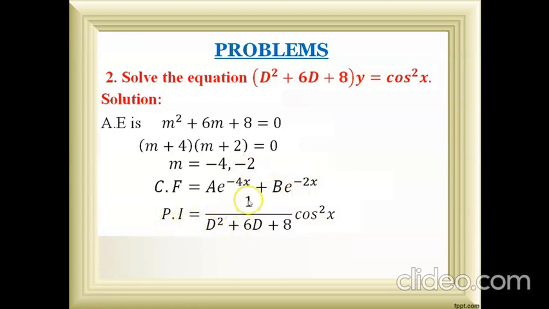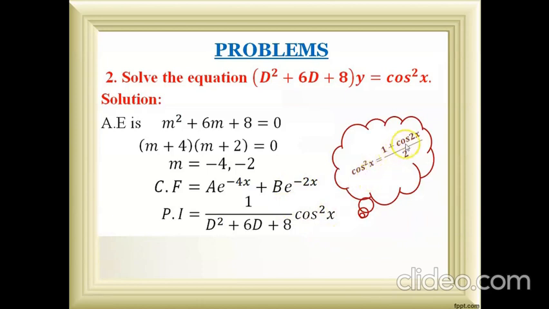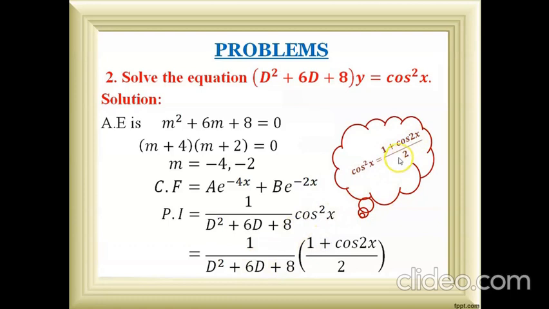Next, I'm going to find the particular integral. For that, I'm writing 1 by f of D into the RHS term. I earlier said that I don't have any other method for finding cos square, so I'm going to use the trigonometric formula cos square x is equal to 1 plus cos 2x by 2. More than one formula is there for cos square, but this is the correct one for this place. I'm substituting this value, 1 plus cos 2x by 2. In between I have the positive sign, therefore I'm going to separate this as 1 by 2 plus cos 2x by 2.